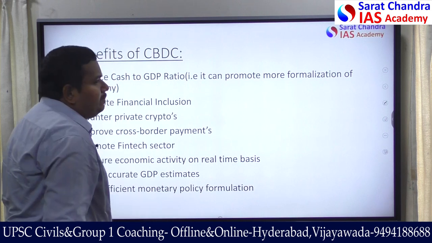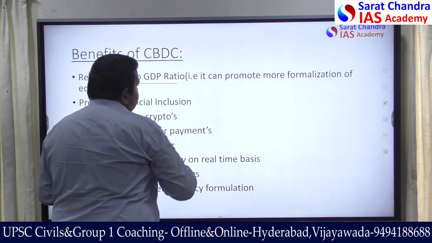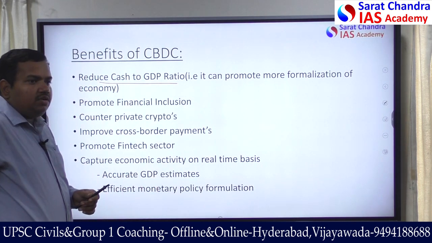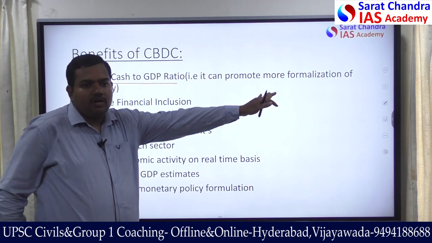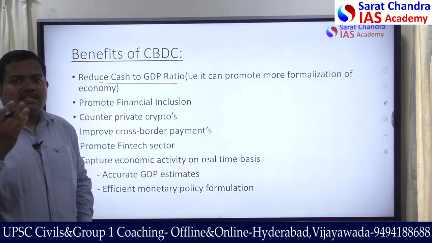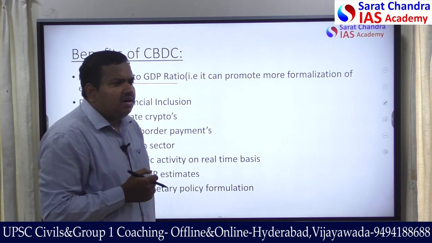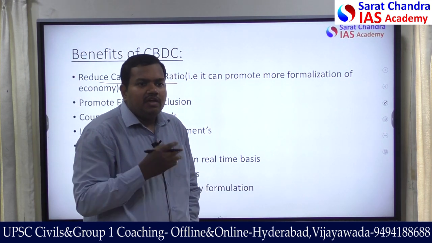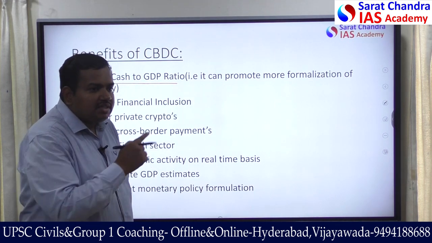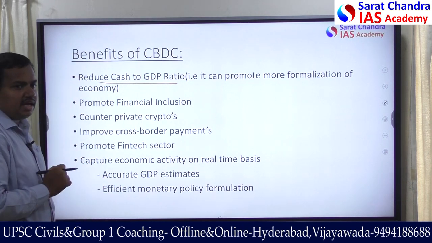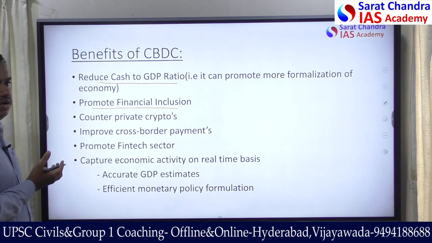Now, what are the benefits of a central bank digital currency? It is going to reduce the cash to GDP ratio. If it reduces the cash to GDP ratio, obviously it is going to promote more and more formalization of the economy, because most cash transactions happen in the informal sector. And yesterday in our class, I think I already told you this with respect to financial inclusion. If you go cashless, our economy is going to be more formalized. So central bank digital currency is going to help us in that aspect. Similarly, promote financial inclusion, just as I have already told.